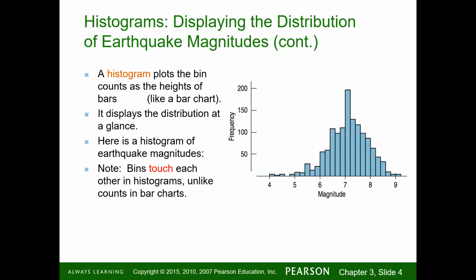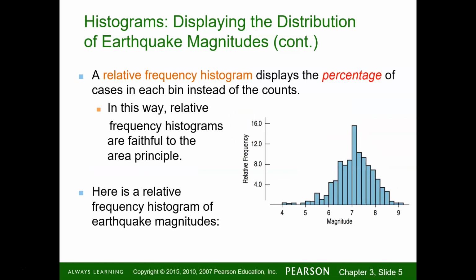So the bins, you notice they touch each other as well. Unlike in bar charts, the bins in a histogram will touch each other. A relative frequency histogram displays the percentage of cases in each bin. So instead of saying 200, it was like 16% of them, because 200 was 16% of all of the earthquakes. And here, this is called a relative frequency histogram.